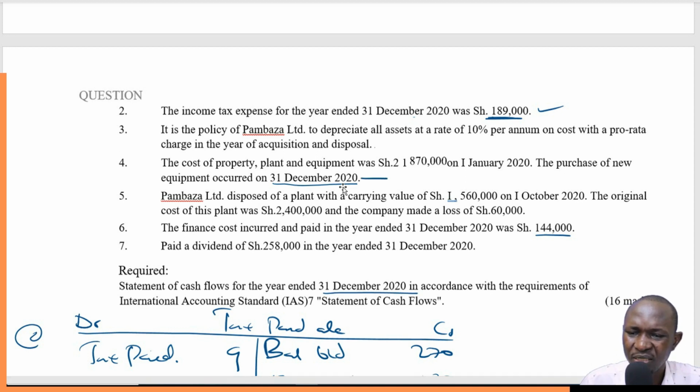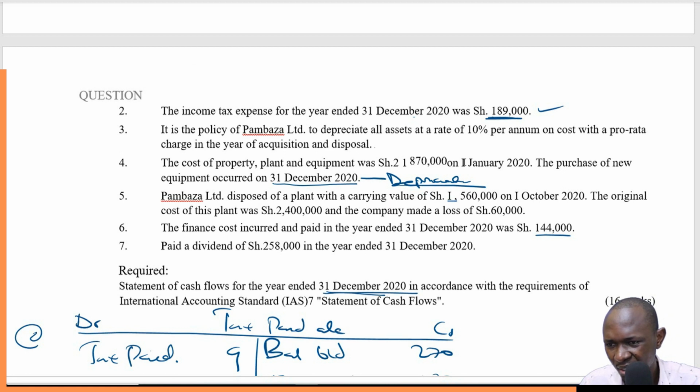So there was no depreciation. If it was purchased on 31st December 2020 and we are preparing the books on 31st December 2020, definitely there was no depreciation. So I guess let's just leave this one out. It doesn't apply anywhere here. So let's just work with what we have.